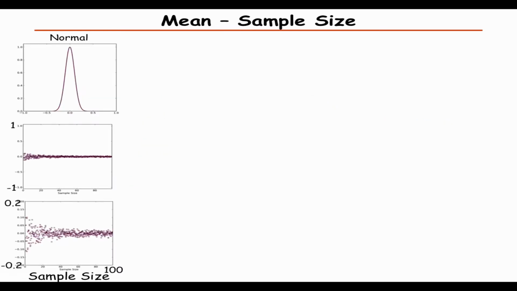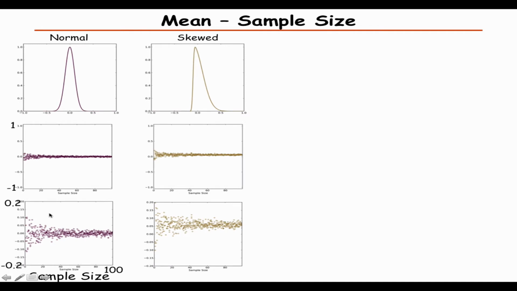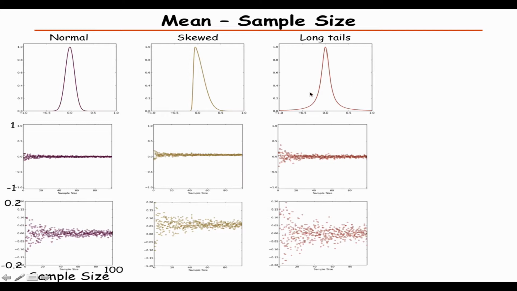So now, if we look at the same thing, this is the same as before. If we sample from a normal distribution, we see that this settles down and we get good measurements as we increase the sample size. Then if we have a skewed distribution, the situation is not as well behaved, and we have more outliers, but it's still pretty reasonable. In the case of a distribution with very long tails, of course, we don't get as good of a convergence at all.